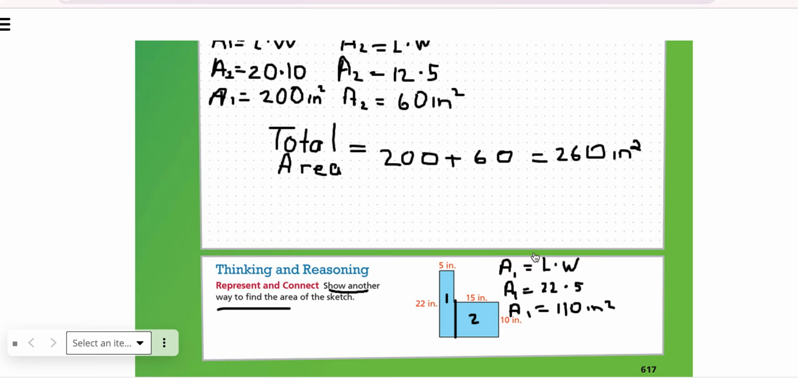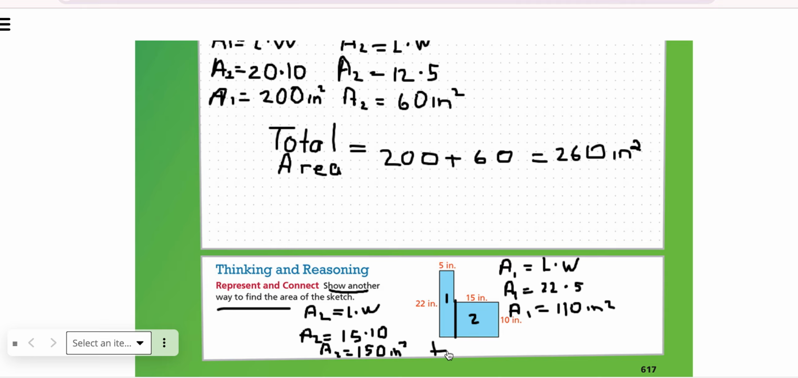Now I'm going to do area number 2. I'm going to do it over here. Area of the second rectangle is length times width. And now area of the second rectangle is going to be, okay, the length is this one, so it's 15. And the width is going to be 10. 15 times 10. And when I multiply that, I get that area of the second rectangle is 150, inches square, don't forget the units.